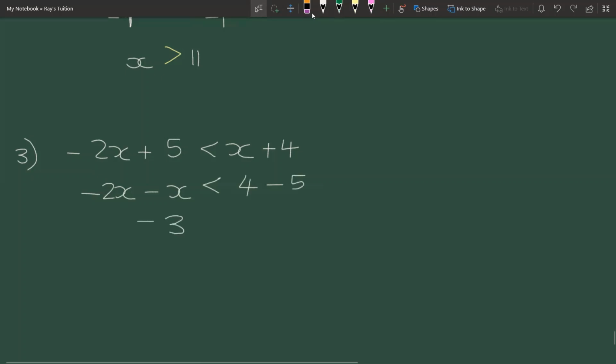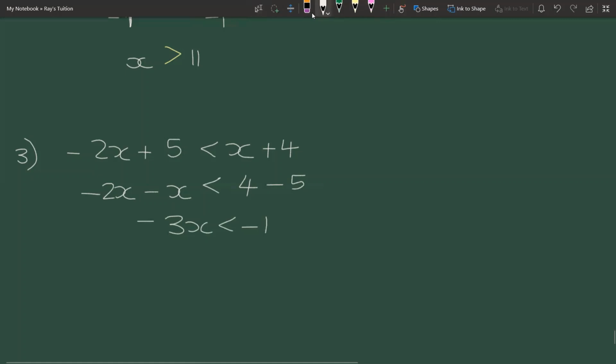Let's have a look at another example. -2x plus 5 is less than x plus 4. So again, let us take the x's to one side and the numbers to the other side. So this -2x, I'm going to leave it on this side, and this x, I'm going to take it over, it becomes -x. Then on the other side, the 4 stays, and the 5 that I'm taking over, its sign will change. So this will be -3x is less than -1, 4 minus 5.